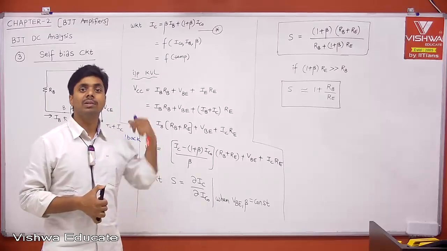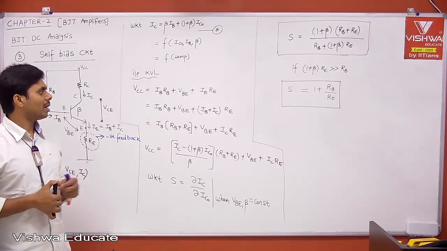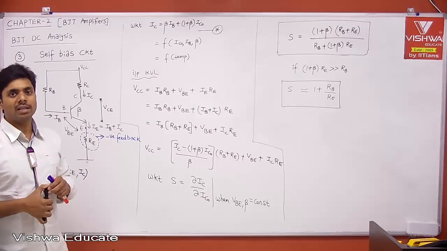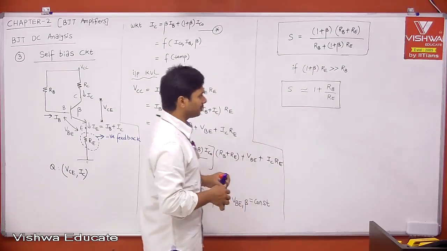Therefore, your output is 0 for the input. Therefore, no gain. Mathematically, it is saying the solution to have minimum value of S, but practically, if you apply that condition, that is disturbing your AC gain or AC analysis. Okay, that is fine. Similarly, RE infinity.